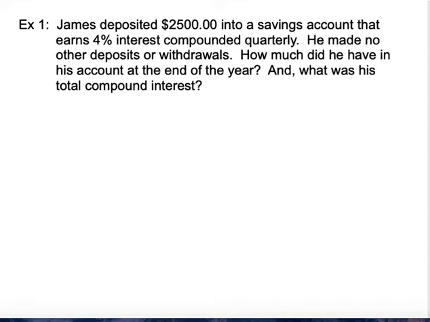So let's look at this example. It says James deposited $2,500 into a savings account that earns 4% interest compounded quarterly. Now, just like we did in the past, I'm going to take that 4%, 4 out of 100, and turn that into a decimal so that we're ready to use that in our formula. How much did he have in his account at the end of the year?